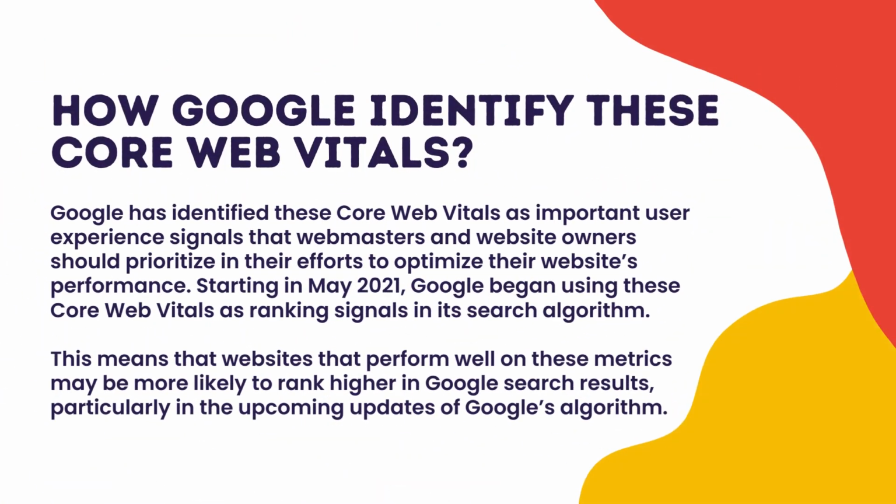How did Google identify these Core Web Vitals? Google has identified these Core Web Vitals as important user experience signals that webmasters and website owners should prioritize in their efforts to optimize their website's performance. Starting in May 2021, Google began using these Core Web Vitals as ranking signals in its search algorithm. This means that websites that perform well on these metrics may be more likely to rank higher in Google's search results, particularly in the upcoming updates of Google's algorithm.